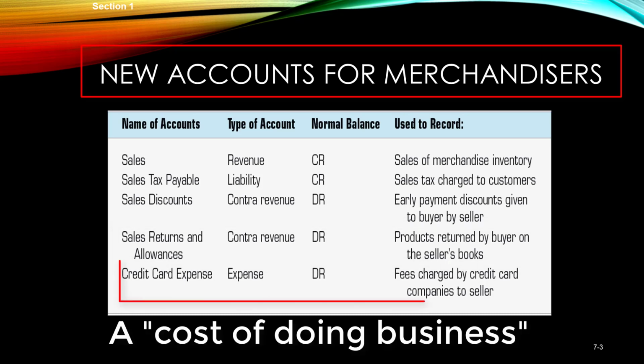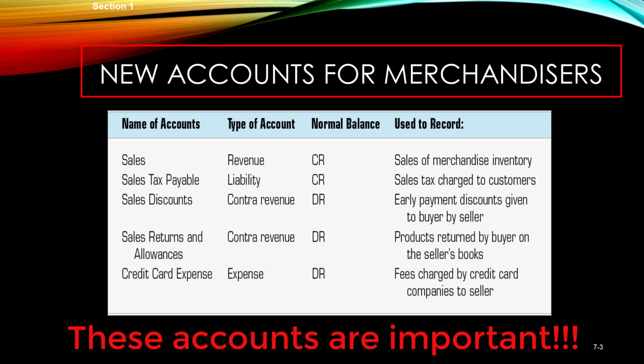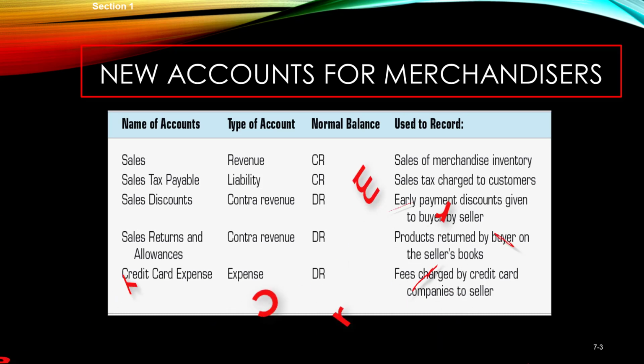Last account is called credit card expense, and as its name implies, it's an expense account. That means it has a debit balance and it will be on the income statement. It's used to track the fees charged by credit card companies to the seller. This is a good slide to mark to go back to and look at, as we will be using each and every one of these accounts in the journal entries.